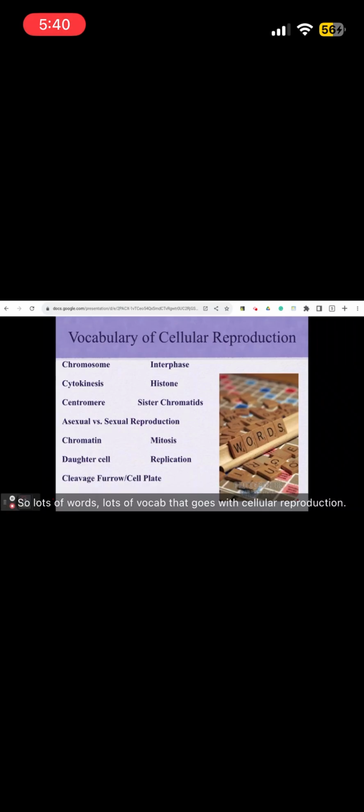So lots of words, lots of vocab that goes with cellular reproduction. Unfortunately, a lot of them start with C. We're going to continue to add words to this, so really think about how you can start getting this vocab as something that you will be able to better understand and visualize moving forward.